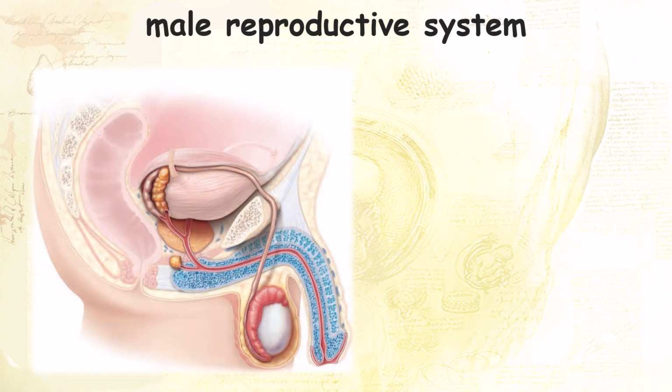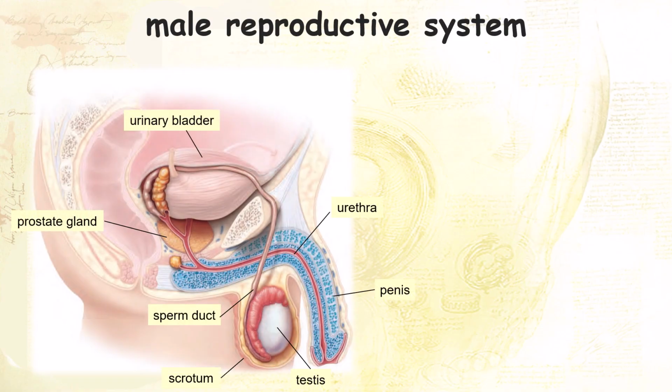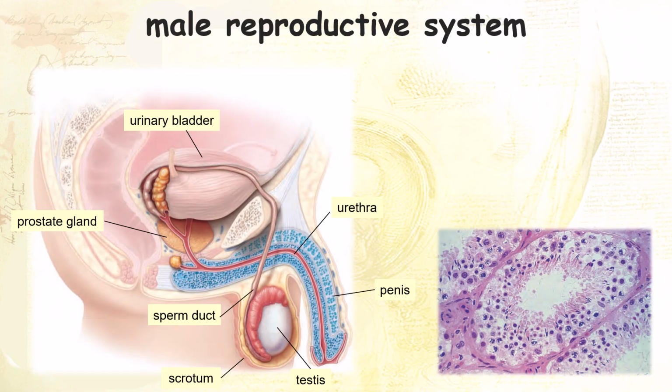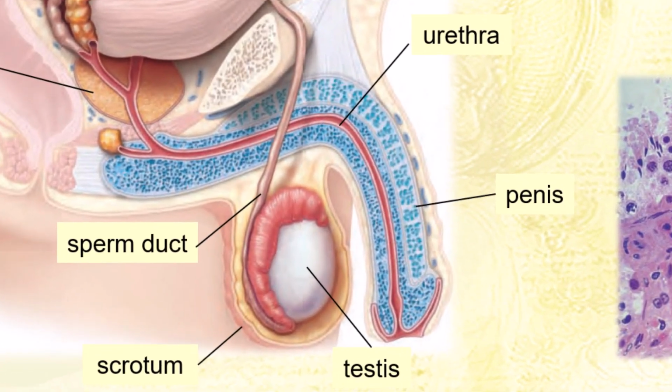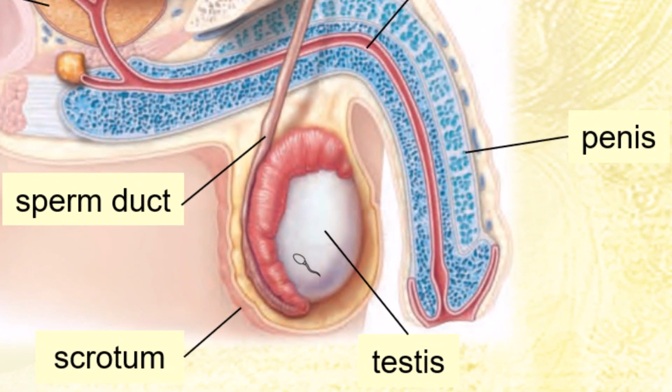Here is the side view of the male reproductive system. See if you can identify all 6 parts. The urinary bladder is here. A cross-section of the testis actually looks like this, and meiosis is taking place as sperm is produced.